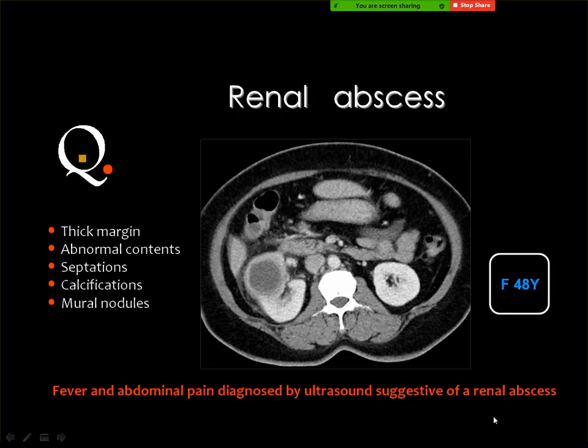Renal abscess. Yes, very good. And this is renal abscess, marginally enhanced lesion with stranding of the perinephric fat.